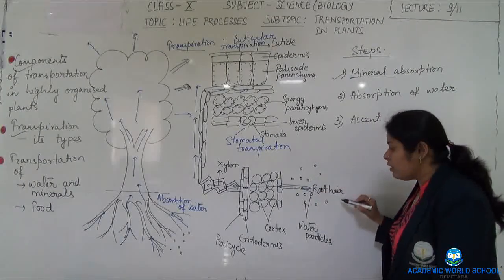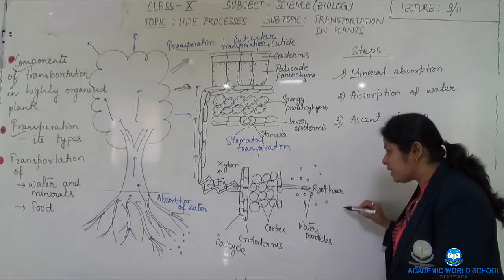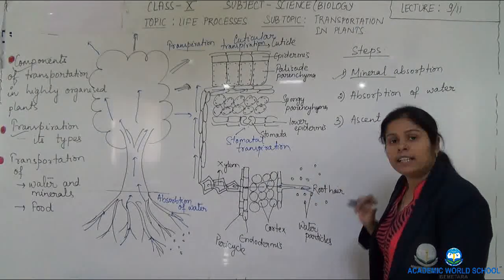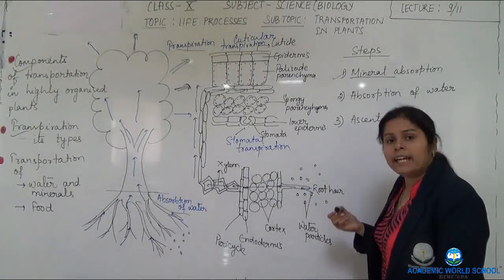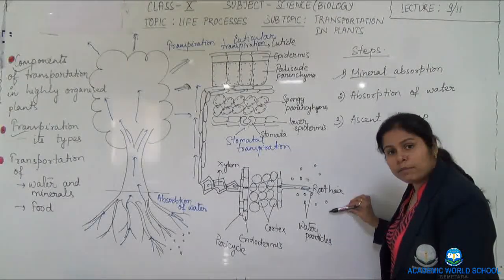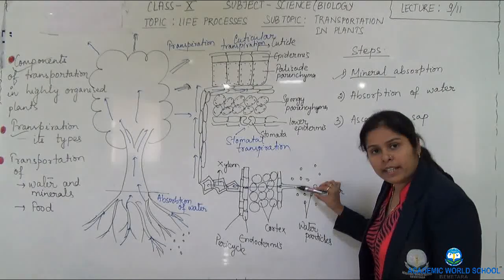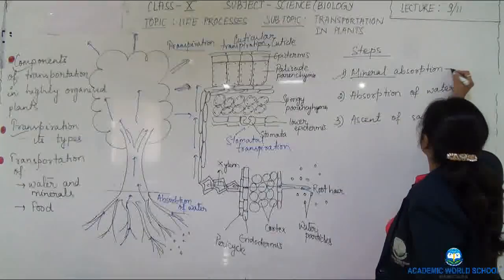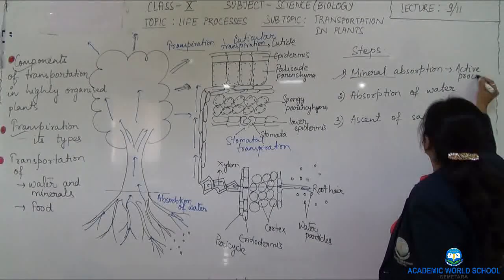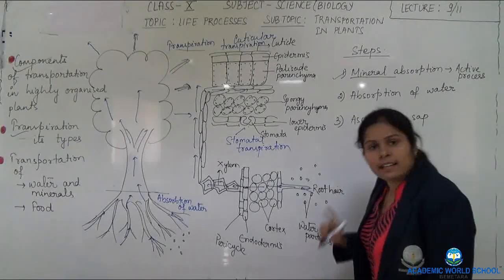So minerals cannot travel from higher concentration to lower concentration without expenditure of energy. Here the plant will expend energy. At the cost of energy, the minerals will travel from the soil inside the root hair. It is an active process. This mineral absorption is an active process. Why is it an active process? I will repeat once again.